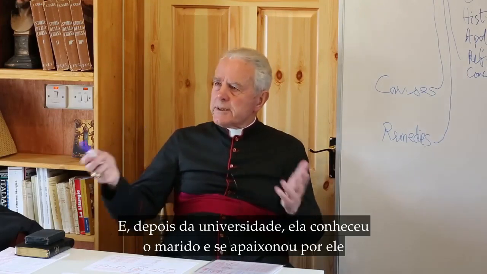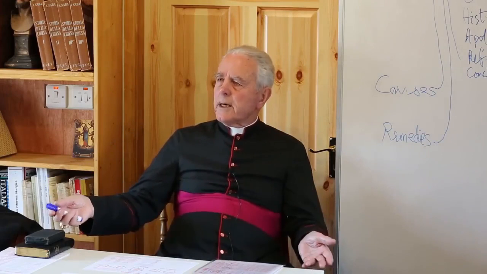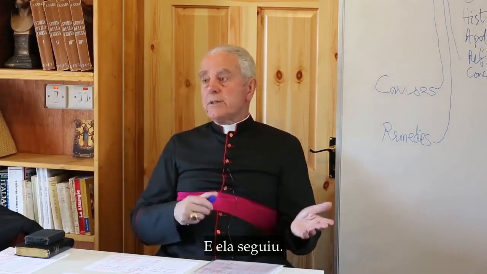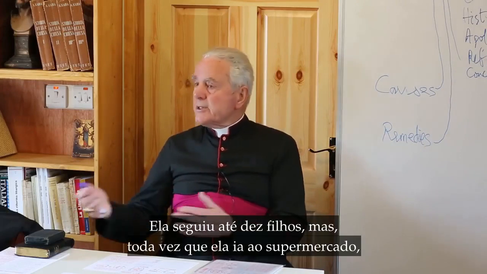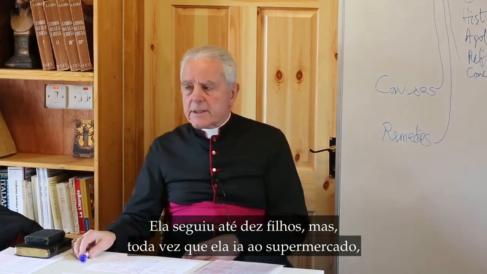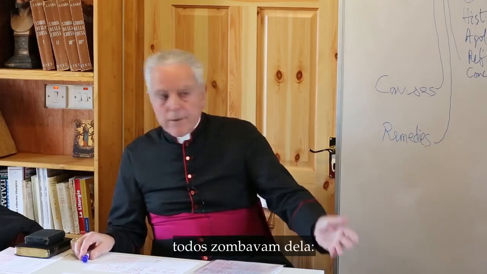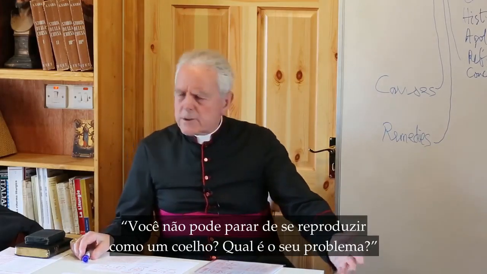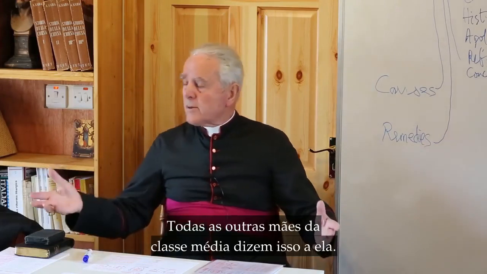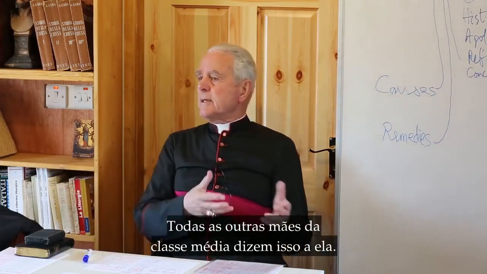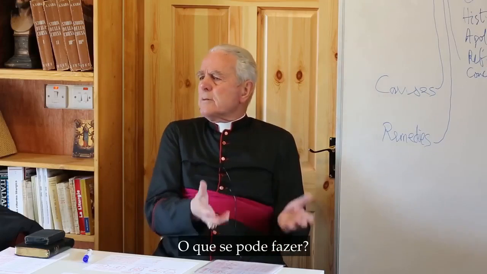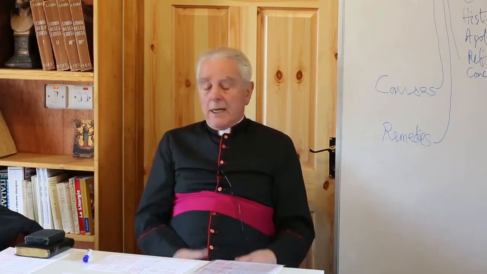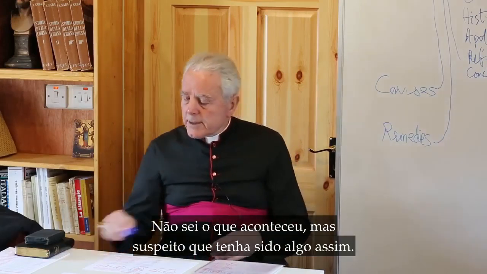Then after university, she met her husband. She fell in love with him. And he led her into tradition, and she followed. She followed for 10 children, but then every time she went to the supermarket, everybody mocked her. Can't you stop breeding like a rabbit? What's your problem? All the other suburban mothers say that to her. What can the poor girl do? There's pressure upon the poor mother. I don't know what happened, but I suspect that's probably what happened.